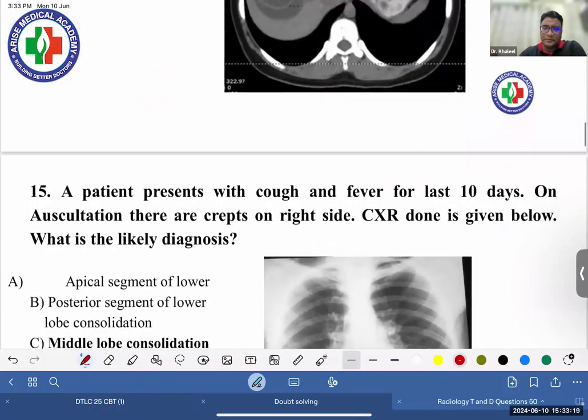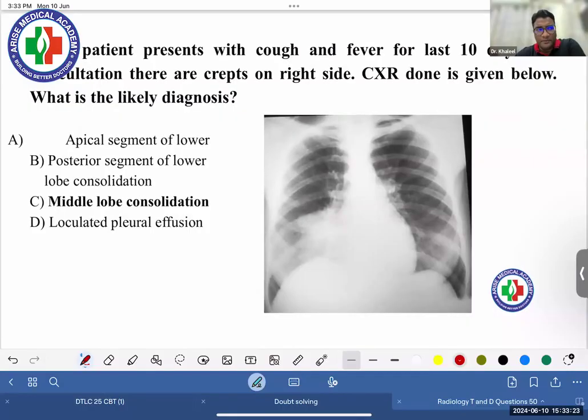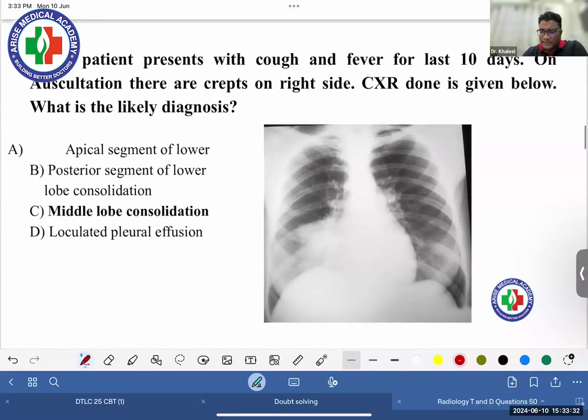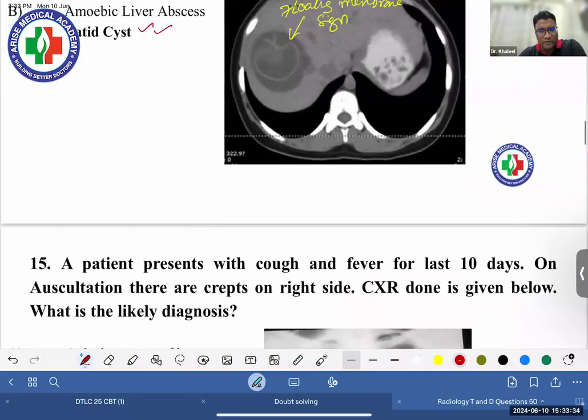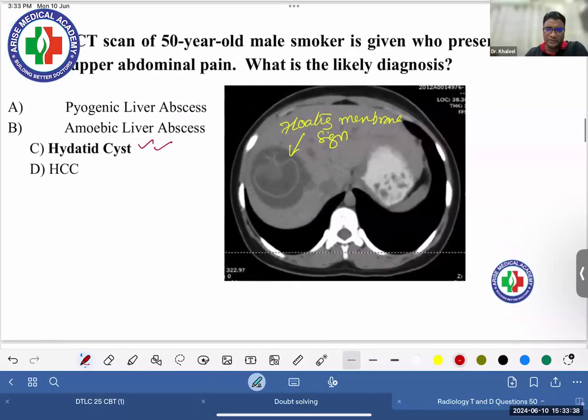Now, by the way, how did you find the paper? Was the paper easy for you guys, moderate, or difficult? I think I taught most of these things. This is not new. Water lily sign, yeah, water lily sign. You can call it the water lily sign, floating membrane sign, everything. Okay, fine.